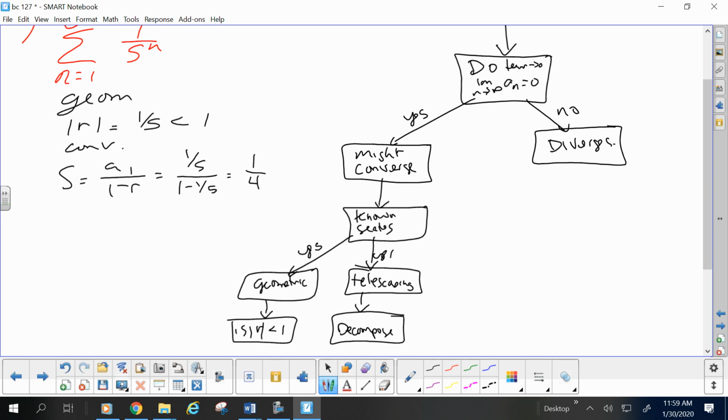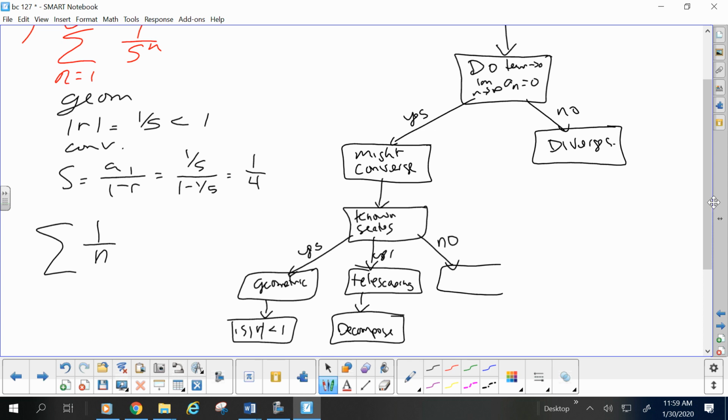Yes, telescoping. However, sometimes the answer is no. I don't know what that is. Let me give you an example. Here, this. Is that geometric? No. Is it telescoping? No. So at that point you'd say, I guess I'm done. I don't know. It might converge. Call it a day. Well, there are a ton of other things you could do after that.